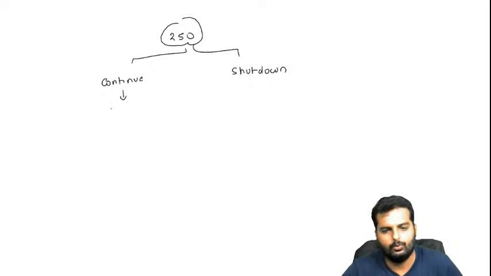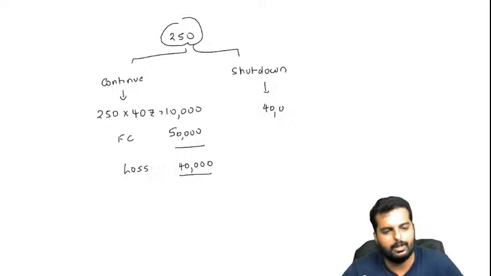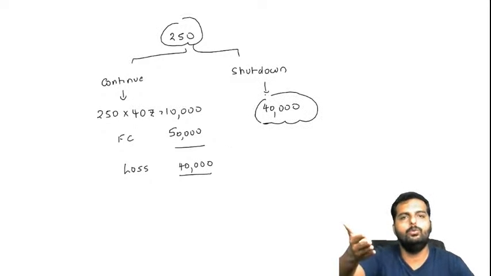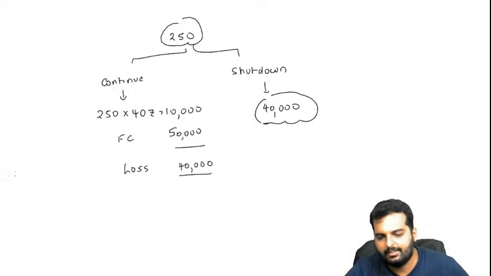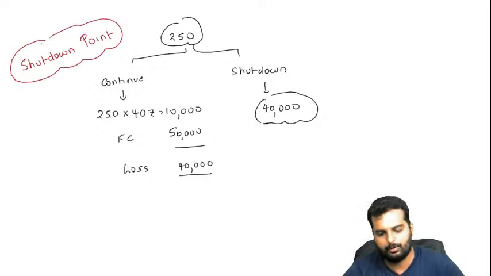If I continue, it will be 250 into what? 40 rupees. Do you get the answer as 10,000? The fixed cost will be how much? 50,000. Okay. So what is the loss going to be over here? The loss will be 40,000. Shut down, directly you make a loss of 40,000. Friends, at this point, if you continue or shut down, you get exactly the same answer. Hence, this is what we call the shutdown point. Can you draw this chart in your books now, all of you?